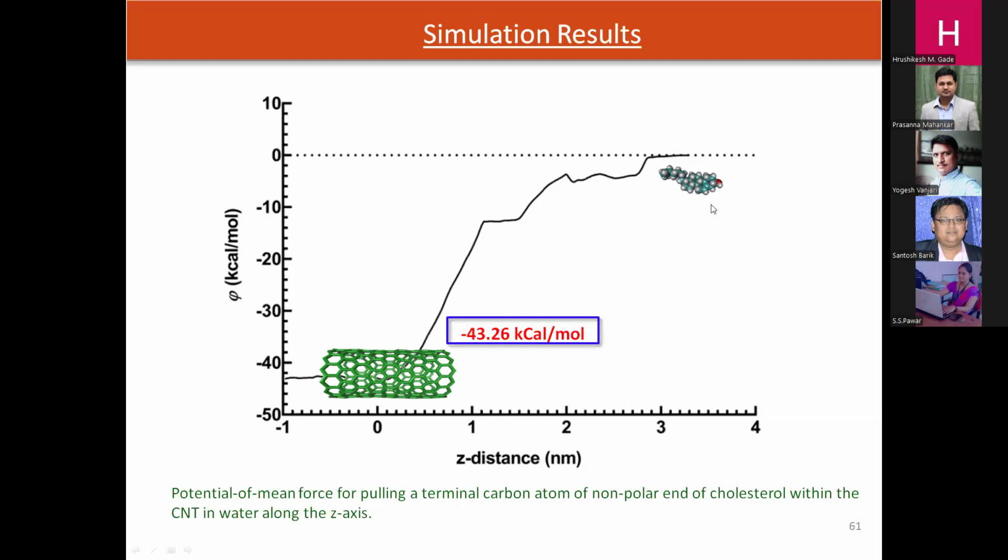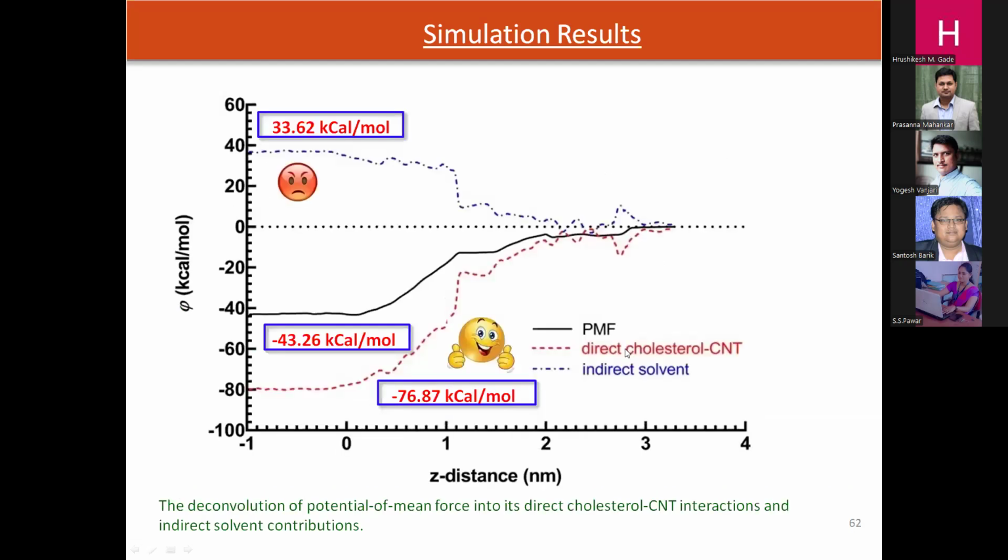So that's the first result that we obtained. Cholesterol goes inside the carbon nanotube with a strength of 43.26 kilocalories per mole. Further question, what is driving that particular assembly? So we segregated those particular associations. Direct cholesterol-CNT interaction is a favorable thing, while water is trying to oppose that particular association.